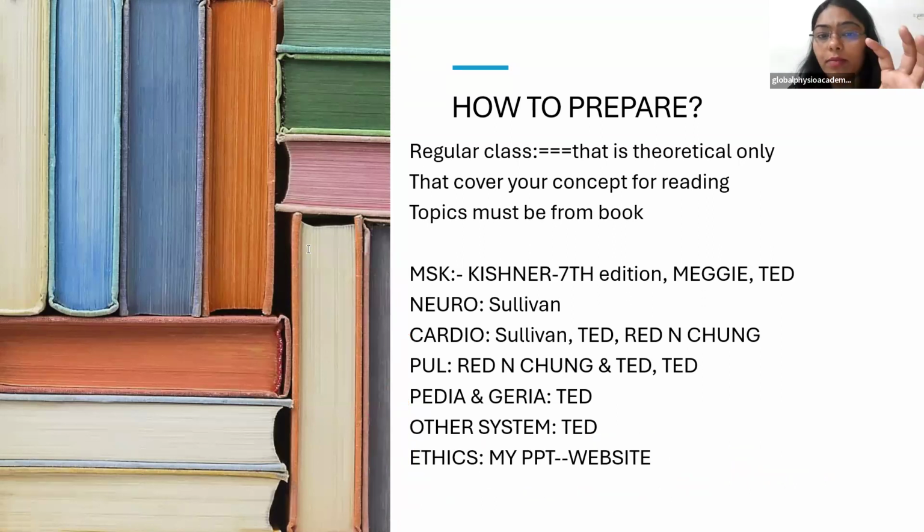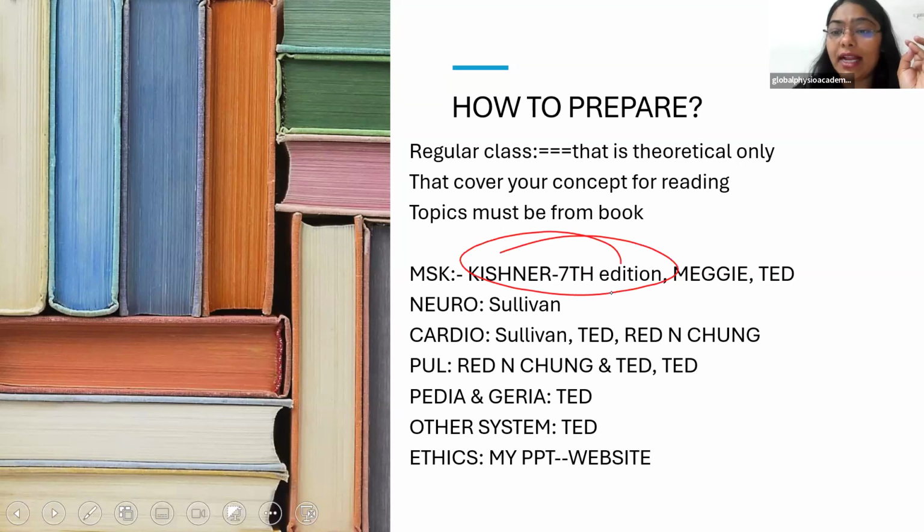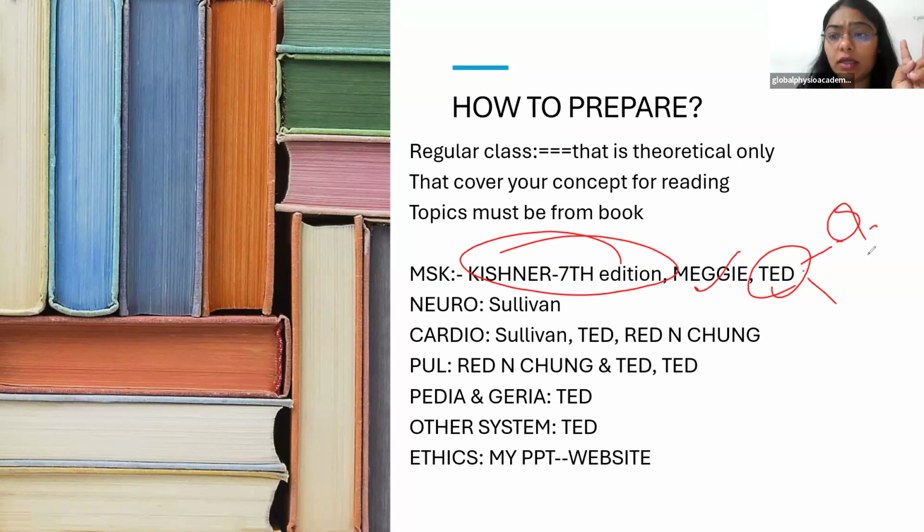Overall, for MSK, we need Kisner, 7th edition. Then Magee and Therapy Ed. For Therapy Ed, I prefer the old version, which has a little bit more detail with the pulmonary portion. I'm going to explain whenever there is a need for the old version or the new version. If you have the paper book, very good.